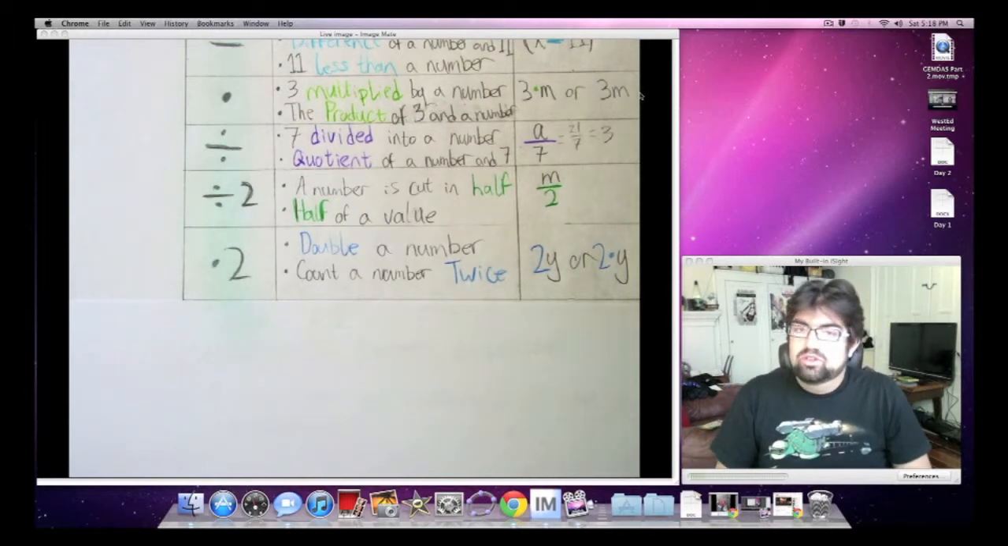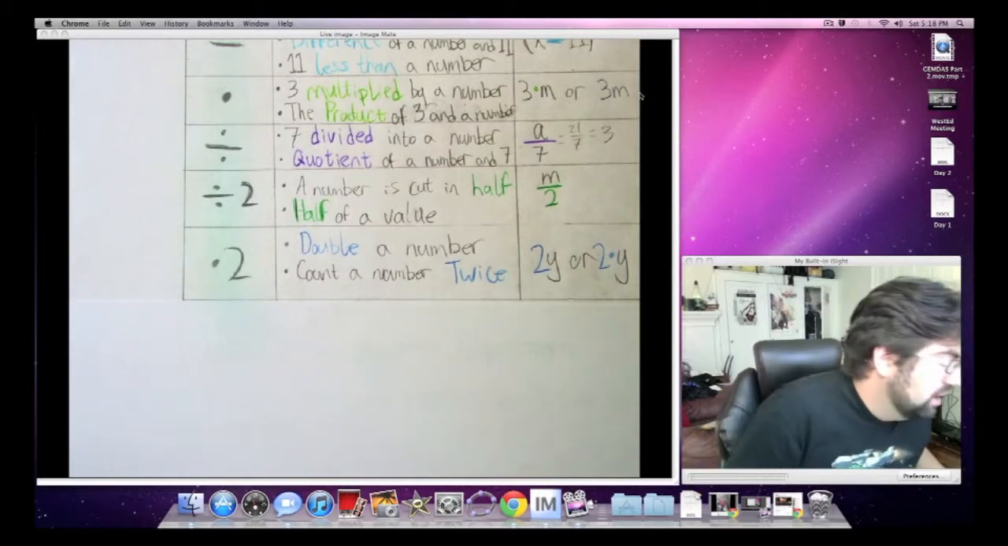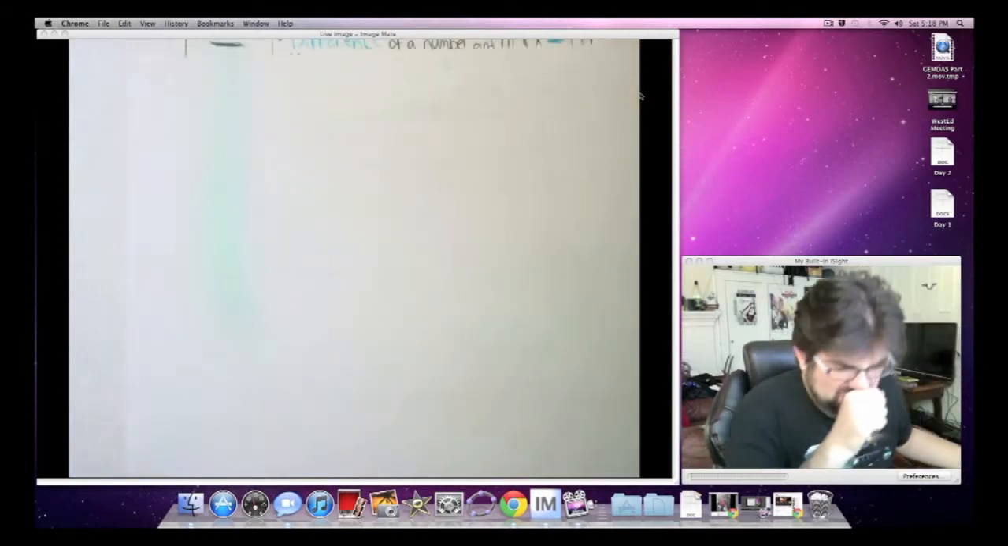So half is a great word to keep an eye on. Double and twice, all great words to keep in mind. All right, let's do an example.